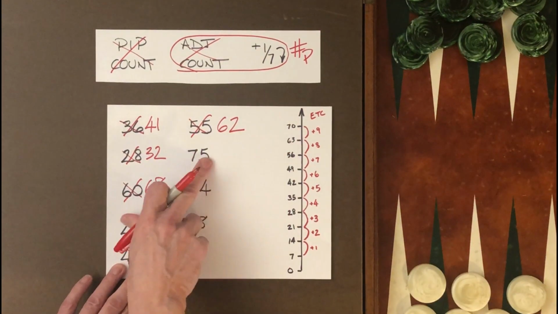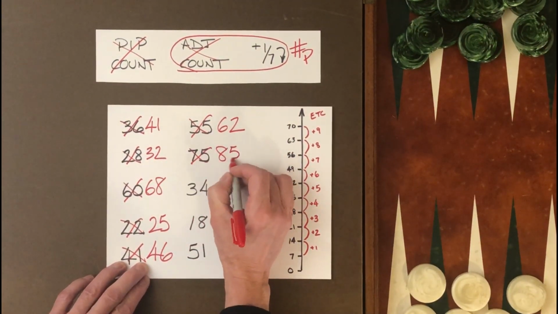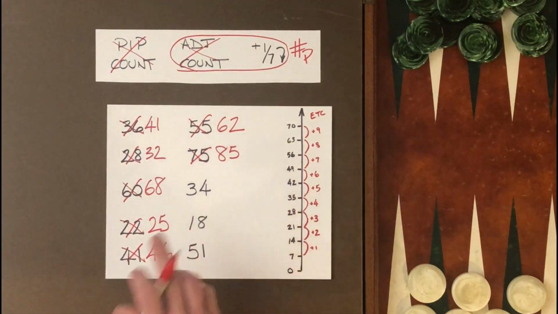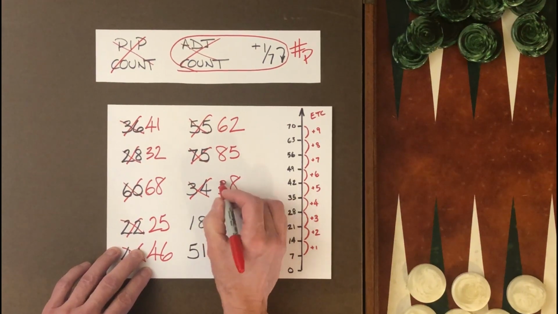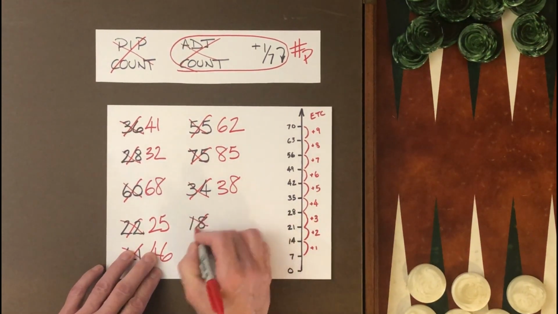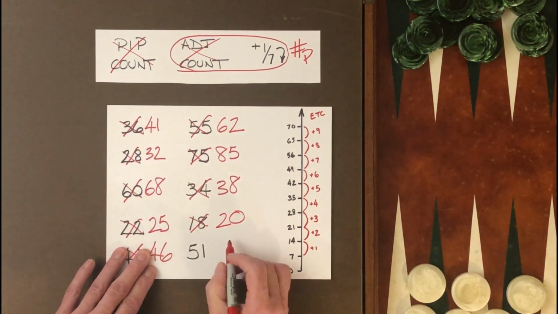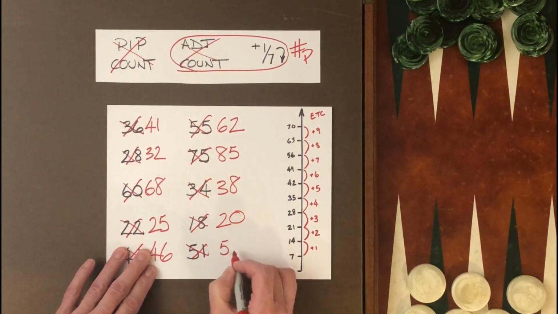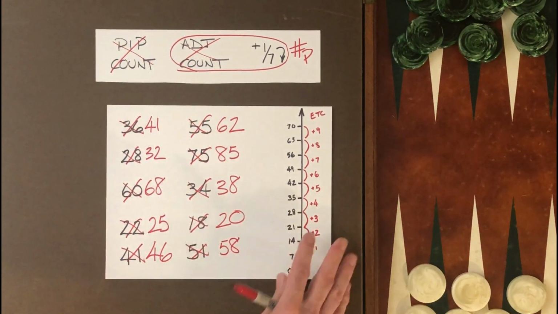75. 7, that's the easy one, right? We're going to add 10. 34. 35 would be 5. We're just under that, so we're going to add 4. 18. 2. And 51, we add 7. That's it. And this gives us our final number.